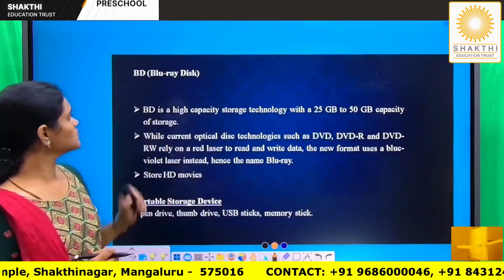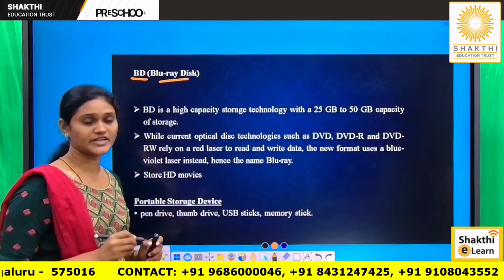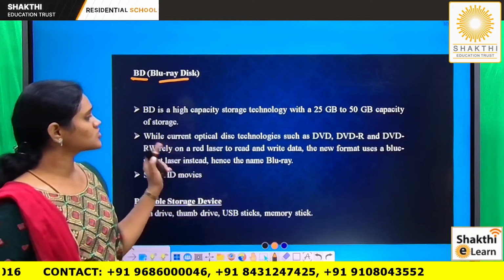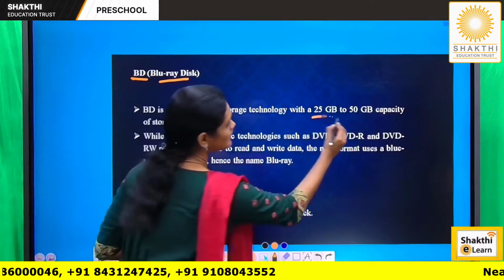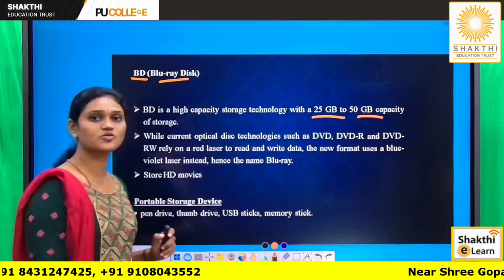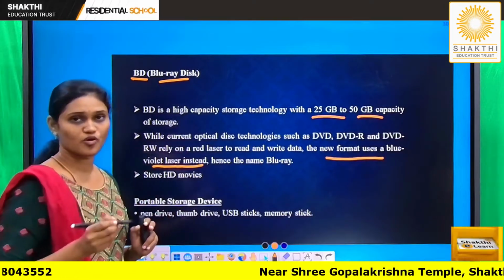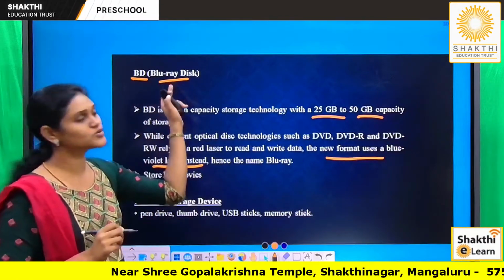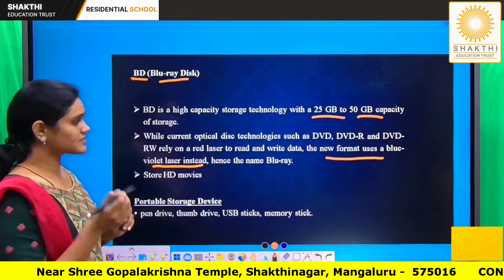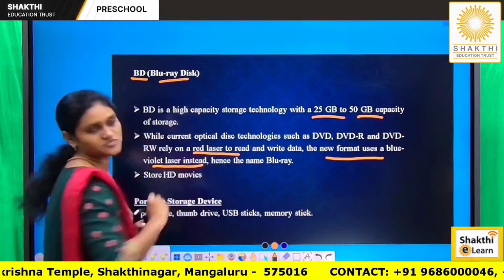Now coming to BD disc, it means Blu-ray disc. Very important 1 mark question. How much capacity does it have? It has nearly 25 GB to 50 GB of storage capacity. And it uses a new format, that is a blue-violet laser. That is why it is called Blu-ray disc. Whereas others like DVD and CD-ROM use a red laser to read and write.